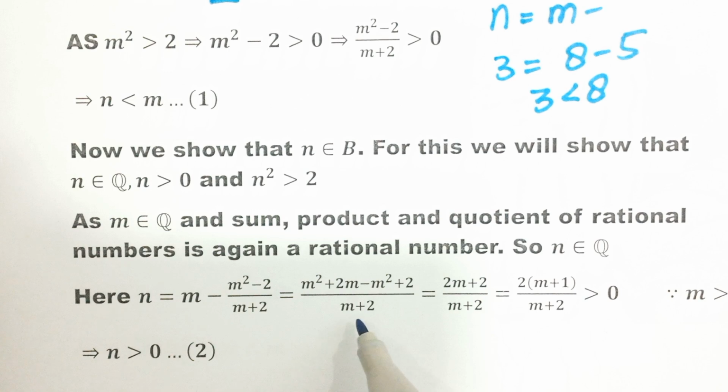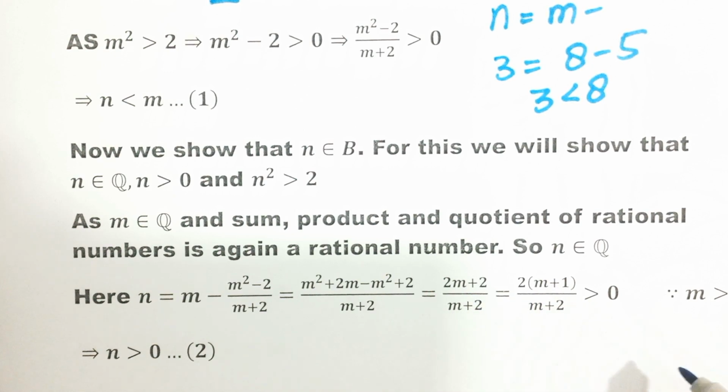By taking LCM here, this will become (m² + 2m − m² + 2)/(m + 2). In the numerator, m² will be cancelled. This will become (2m + 2)/(m + 2). By taking 2 as a common factor from the numerator, this will become 2(m + 1)/(m + 2).